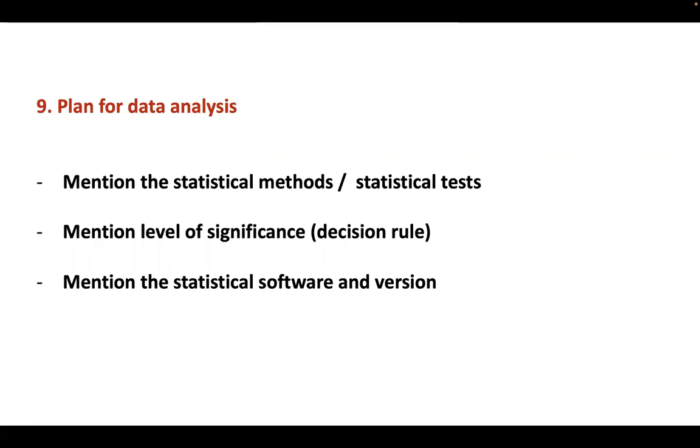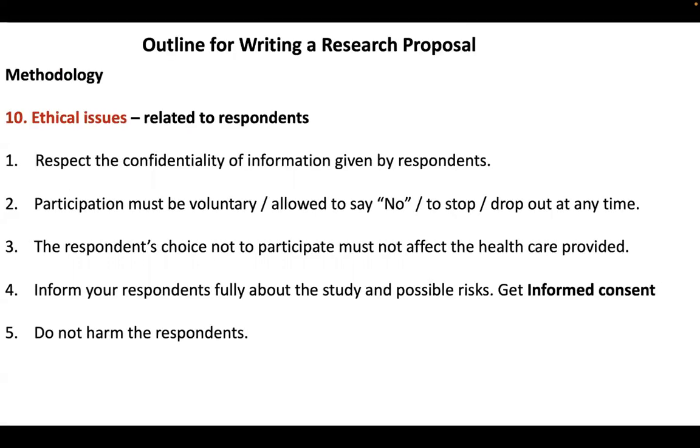Mention the statistical software and version. In any case, if you are not using the original software, mention the trial version. Most software has a trial version, right? So when you're preparing the proposal, you have to mention SPSS software, but you may not have the original license. Then you can use the trial version downloaded in December 2022. The trial version will be valid for 1 month, right? So you can put it like that.